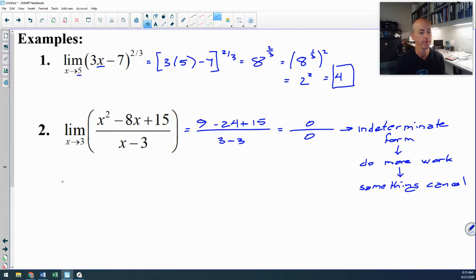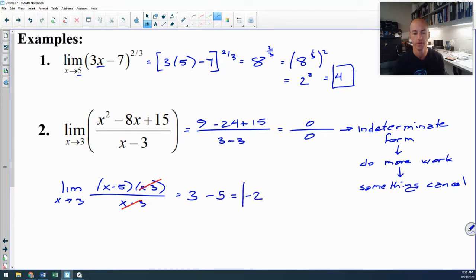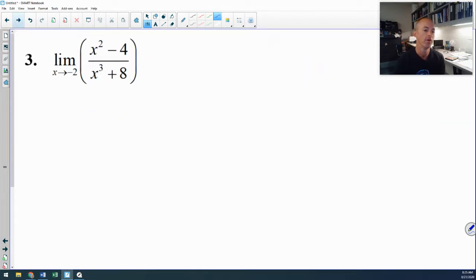So in this case, for the more work, I notice that I have a quadratic on top. I can factor that. My numerator will factor to x minus 5 times x minus 3, and my denominator is x minus 3. I can cancel the x minus 3's. And at that point, I'm going to try to substitute one more time. If I substitute the 3 in for the remaining x, I have 3 minus 5, which gives you an answer of -2. And there's your answer to that limit. So this indeterminate form ended up factoring and canceling, giving you a -2 for the answer.